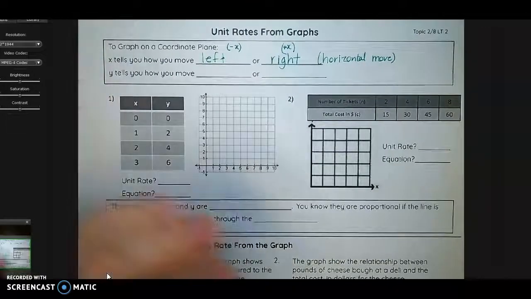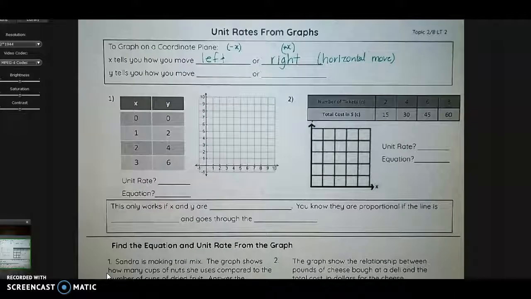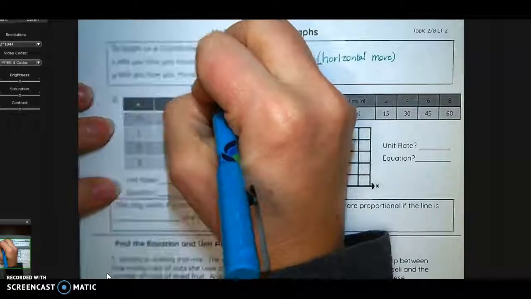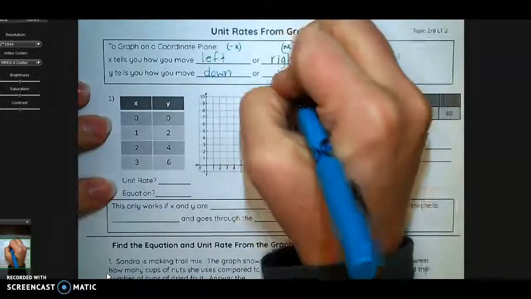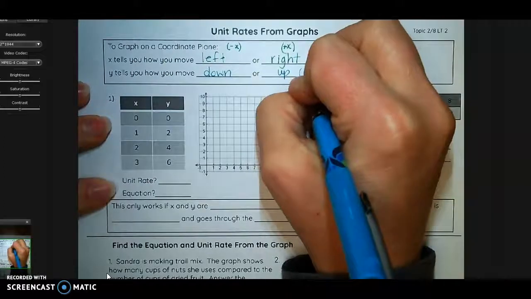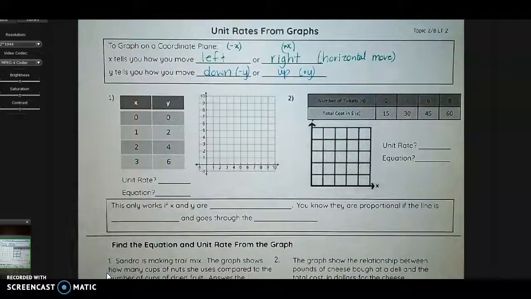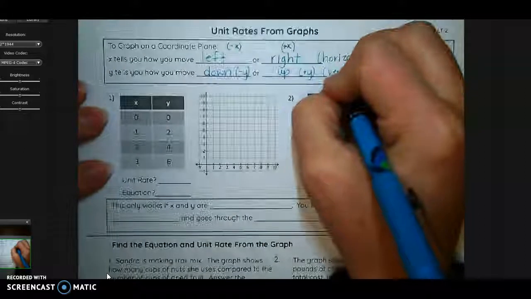Now, y is going to tell you to move up or down. And we'll say down or up, just because that means this will be a positive y here, and this will be a negative y, and you'll have that same kind of idea. So this is going to be our vertical move.